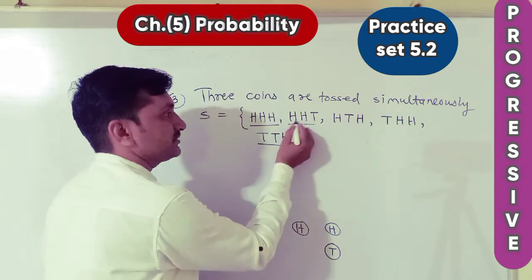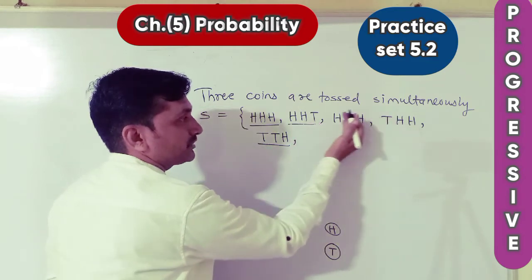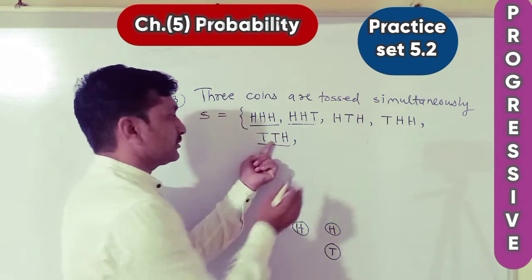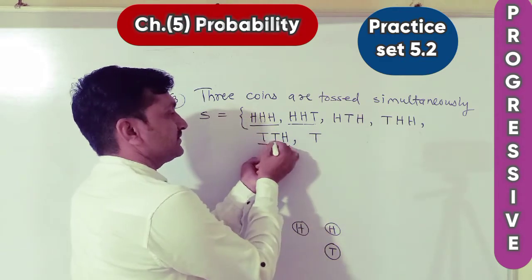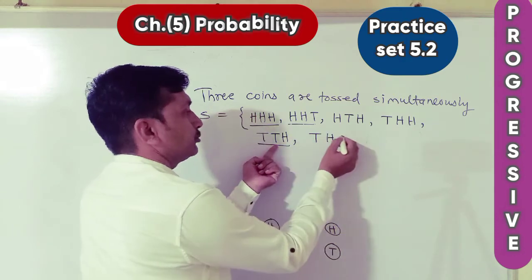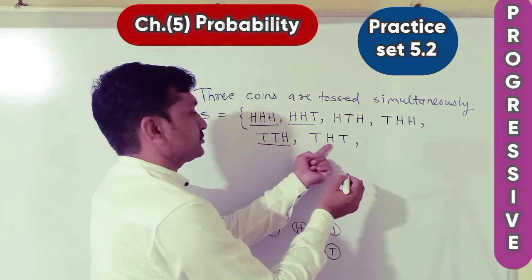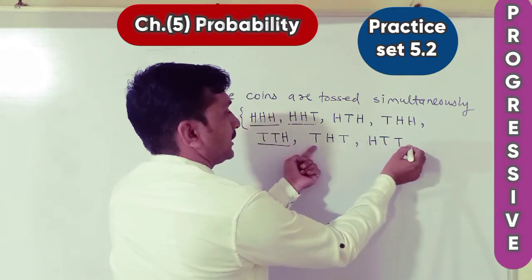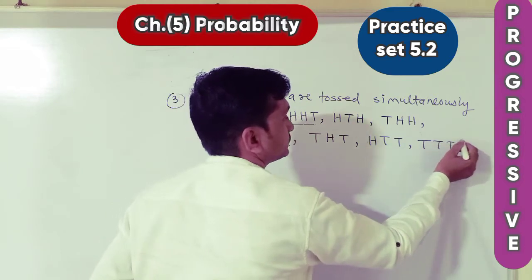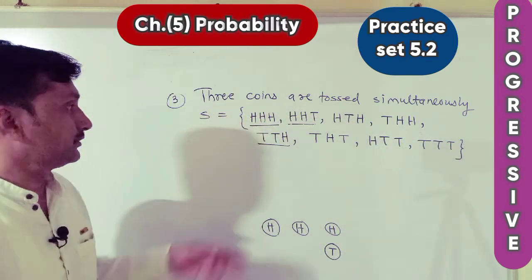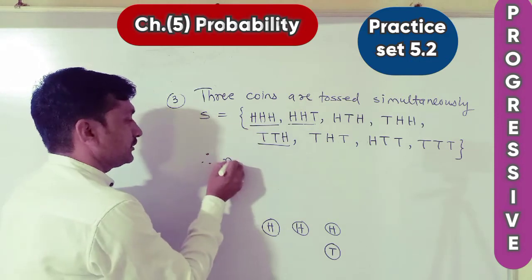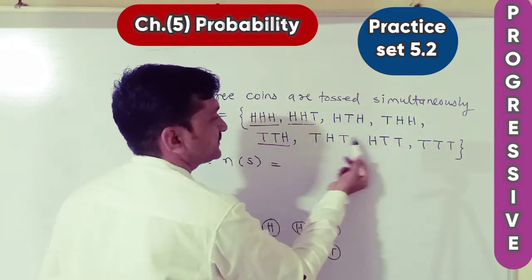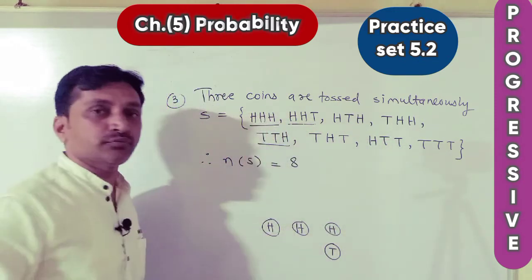See here, H, H, T. We brought T back. Now T, T, H. In the same way you bring H back. Now H will come here, T one place, H will come in the middle, T will go back. Now this H will come to the first place, H, T, T. And at last, all three tails, TTT. Therefore, n(S) is equal to, now count how many elements: 1, 2, 3, 4, 5, 6, 7, 8. n(S) is equal to 8.